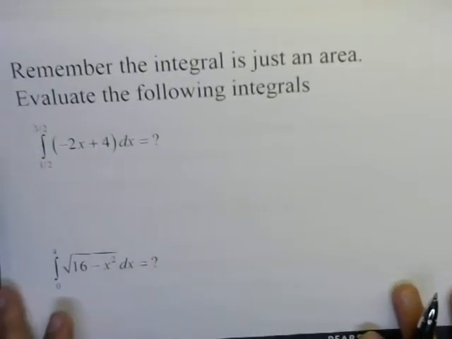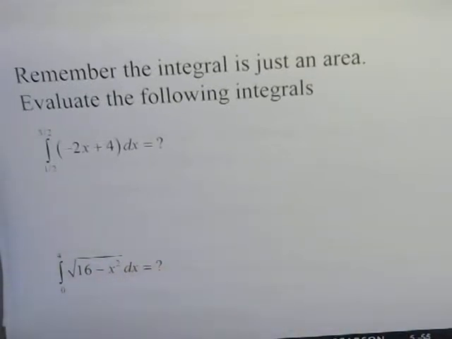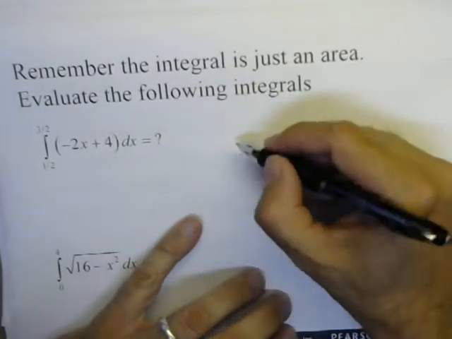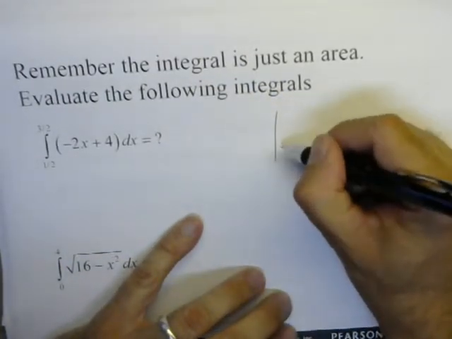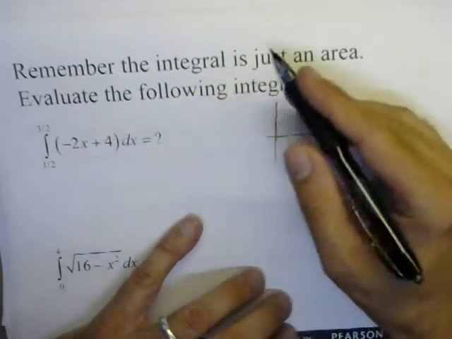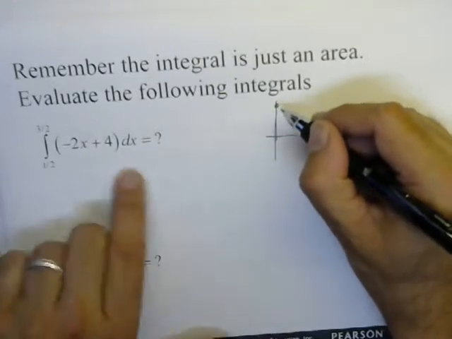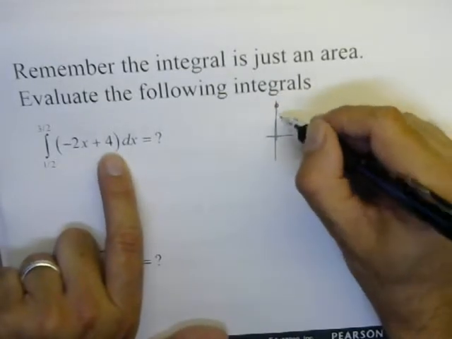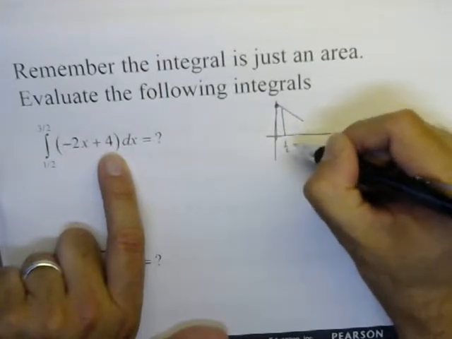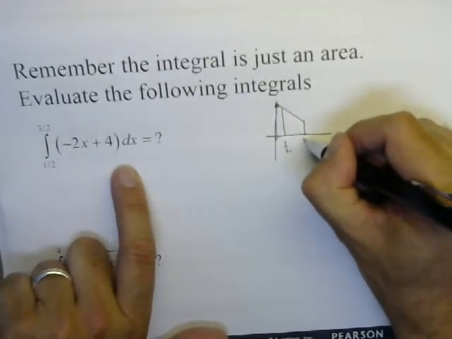So remember, the integral is just an area. So one thing you can do is you might not even need to use calculus to solve some problems. Like let's say you wanted to find the area for this function. This will be similar to the one we just did. This function is a straight line with negative slope. So it starts up here at 4 and then goes down like that. And we want to find the area between 1/2 and 3/2.